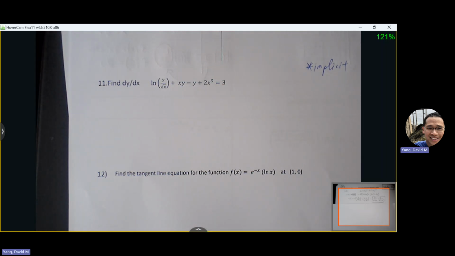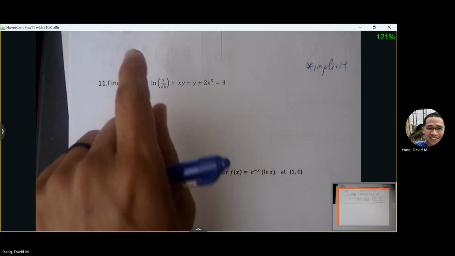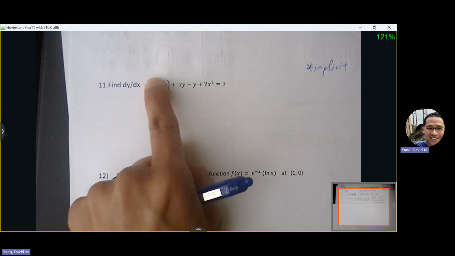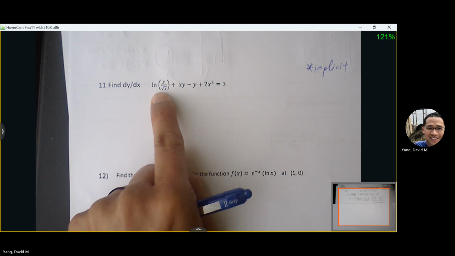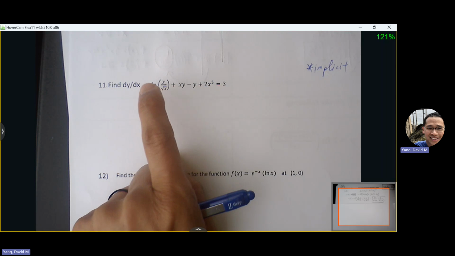Is there anything that we should do before we begin our derivative process? What can we do with this first expression here? Can we expand this? Yeah, quotient property, right? Okay, so we want to expand.